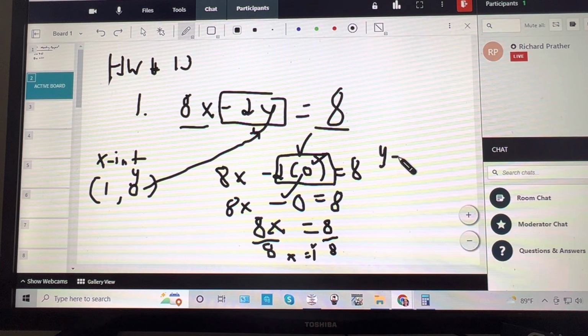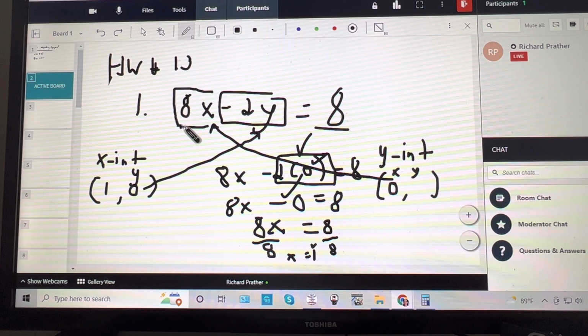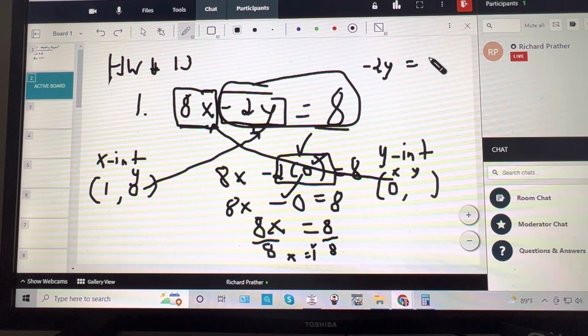And then we turn around and do it again for the y-intercept. A y-intercept has a 0 for x. And that's how you find it, you put 0 in for x. It's going to make this whole part disappear. You're just going to be left with the rest. Negative 2y equals 8. Divide by negative 2. y equals negative 4.